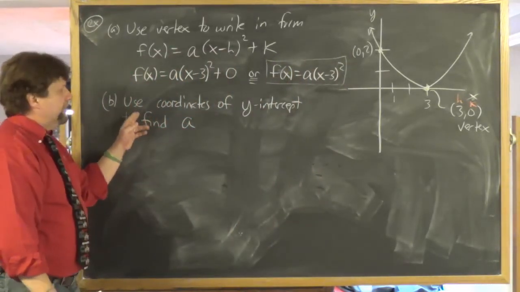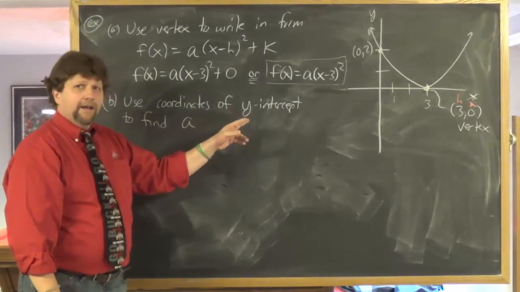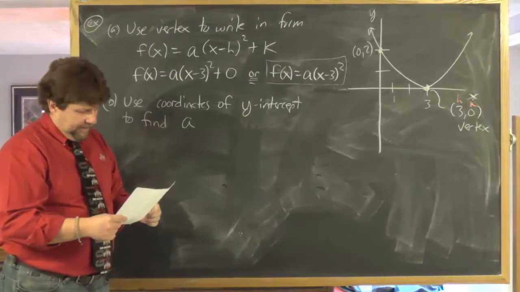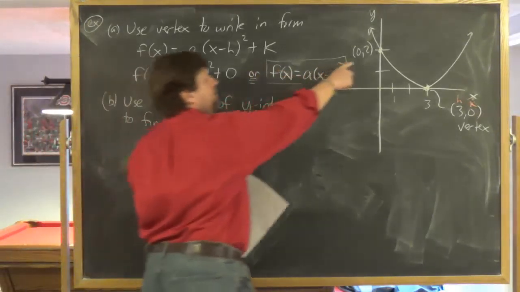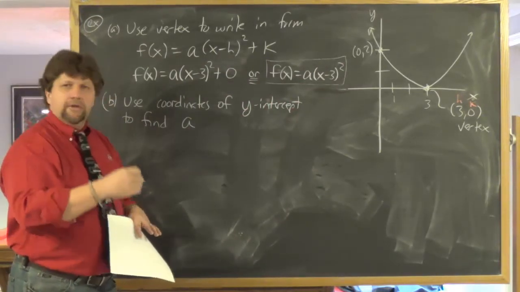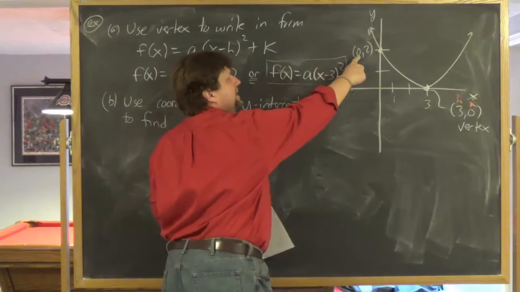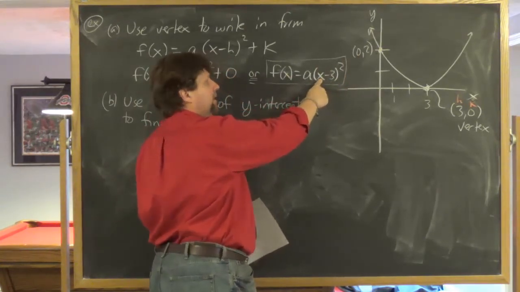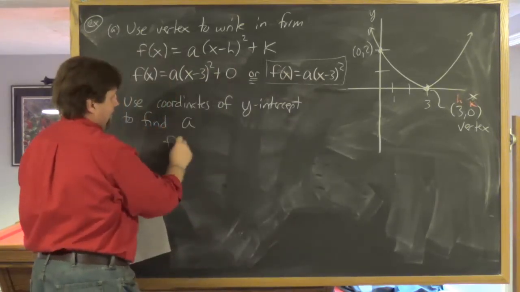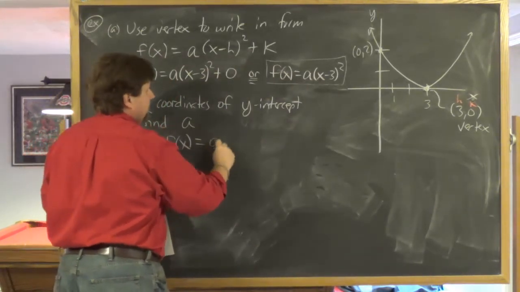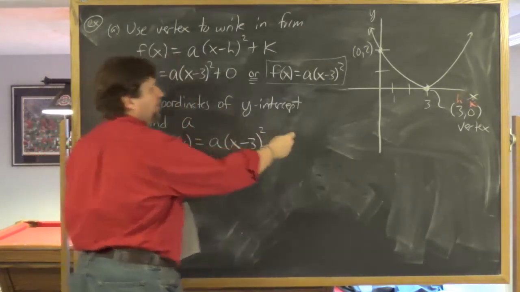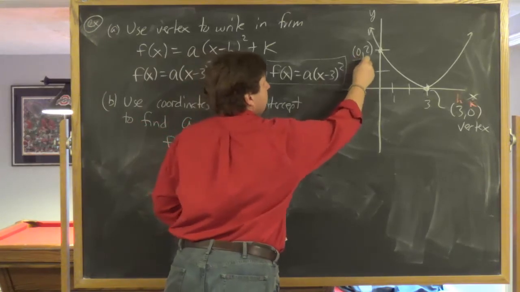Part B, I'm saying we should be able to use the coordinates of the y-intercept to determine the value of a. I said the y-intercept is 0, 2. So let's think about this. The y-intercept is 0, 2. That means when 0 comes in here for x, 2 has to come out for y. So I have f of x equals a times x minus 3 quantity squared. I know the y-intercept is 0, 2. There it is.